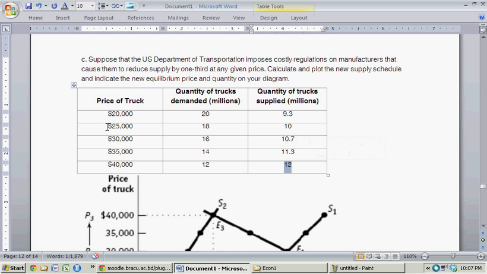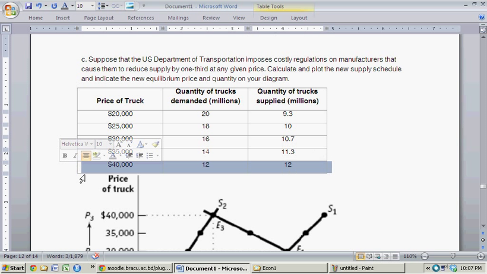So once again, it's asking, what's the new equilibrium price and quantity? The equilibrium price and quantity is where quantity demanded is equal to quantity supplied. So the equilibrium price is going to be 40,000, and the equilibrium quantity is going to be 12 million.